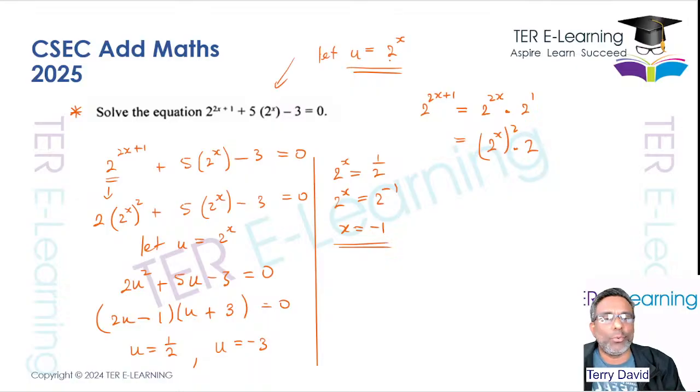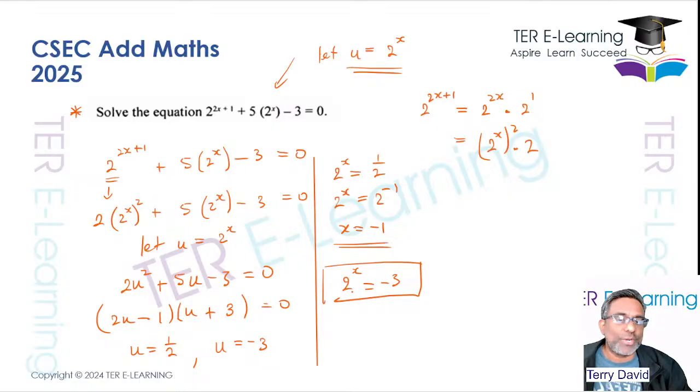The second one now, we're going to put 2 to the power x is equal to minus 3. If I have to solve an equation like this, you're going to take logs on both sides. However, if you try to work out the log of a negative number, you're going to get an error. If you try to find the log of negative 3, you're going to get an error. So this has no solution. Look out for things like that in the exam.